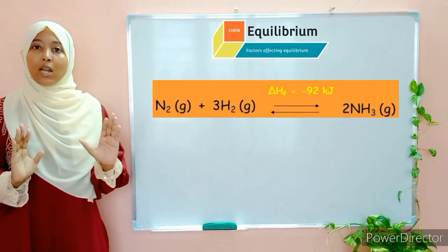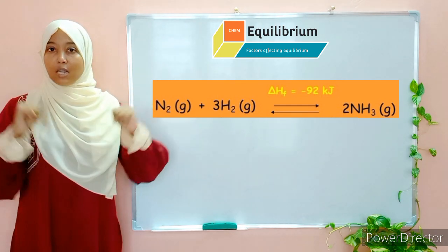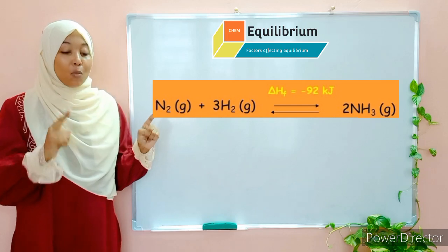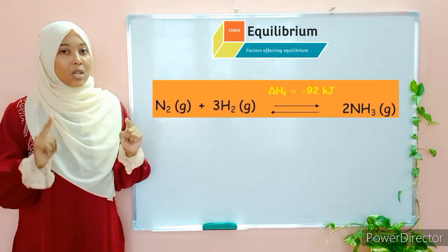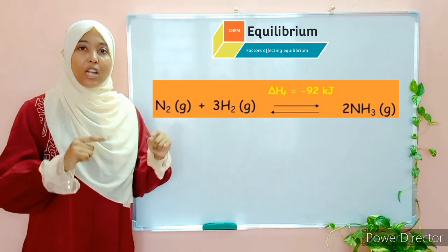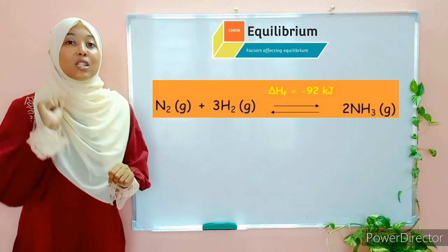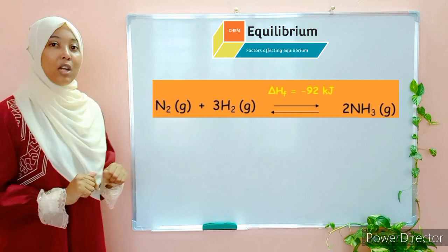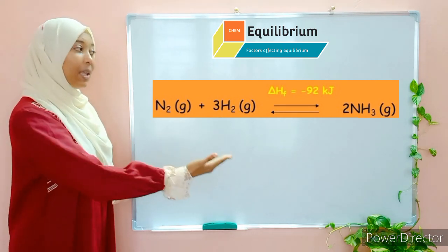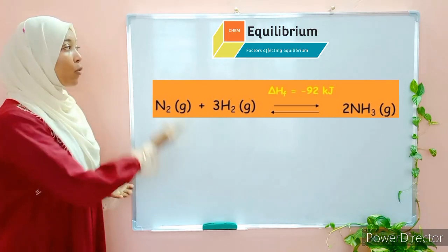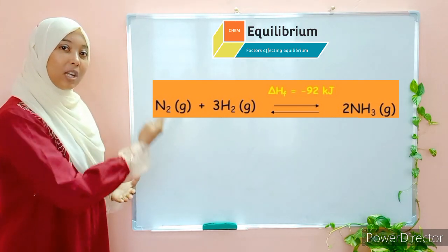Now, what will happen if we increase the temperature? If you increase the temperature, the system will seek to reduce it. How does it reduce it? By favoring the reaction that will absorb any of the excess heat energy. And this, of course, is the endothermic reaction. So it will favor the backward reaction. So you're going to have ammonia breaking down to form nitrogen and hydrogen gas.